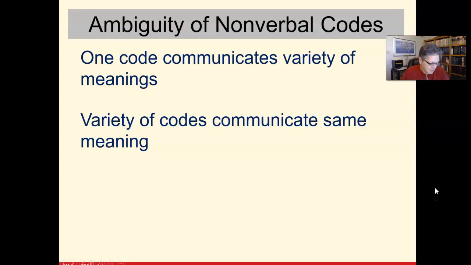All right. That's a pretty good overview of nonverbal communication. So basically, as we go back through our presentation, we can pick up on some of the things that he pointed out in the video. First of all, I think one code communicates a variety of meanings. That's one of the things that he pointed out. And also a variety of codes can have the same meaning.